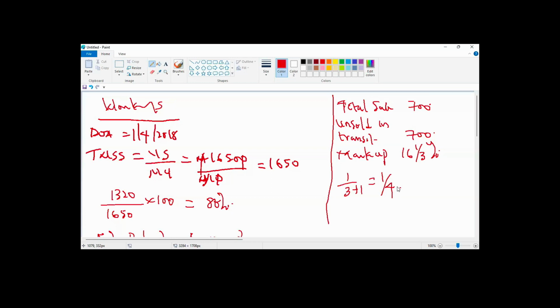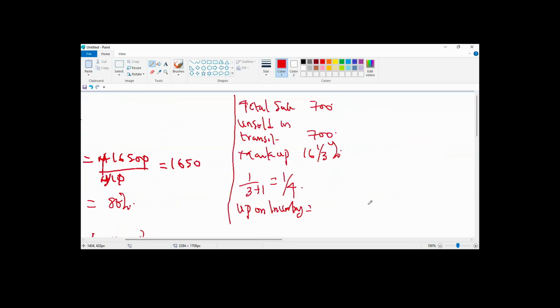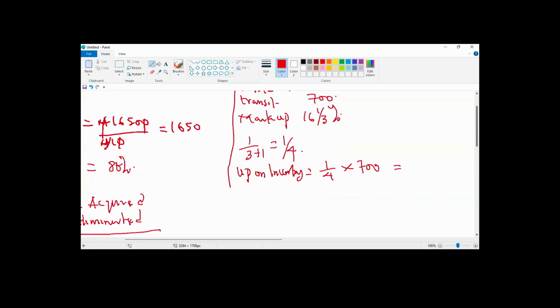There is unrealized profit on inventory. Now equals 1/4 times 700. What is 1/4 of 700? 175. 175. I'll go to the seller's account.